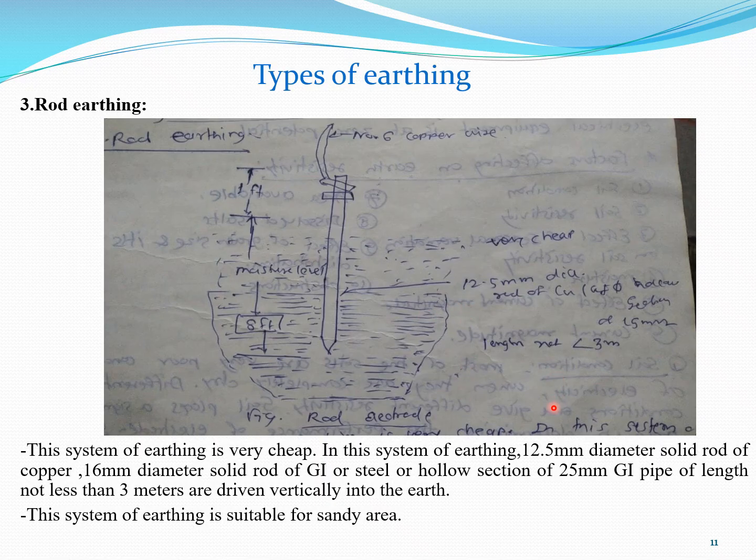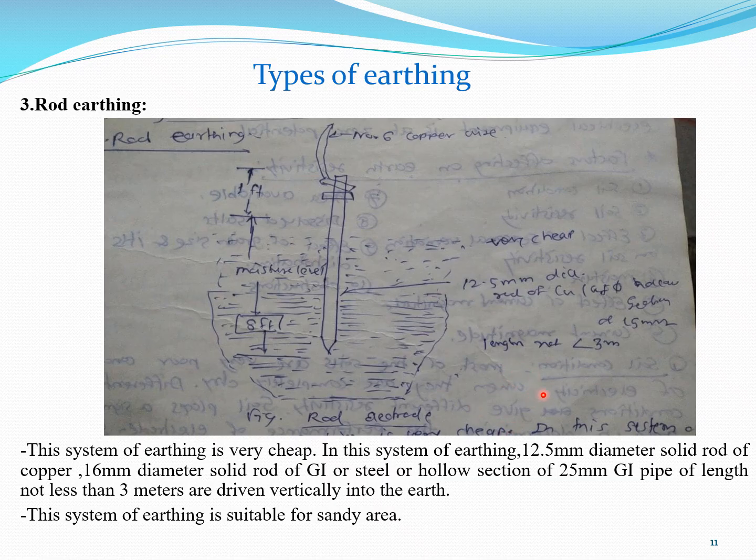In this type of earthing, a 12.5 diameter solid rod of copper, a 16 diameter solid rod of galvanized iron or steel, or a hollow section of 25 GI pipe of length not less than 3 meter is driven vertically into the earth.